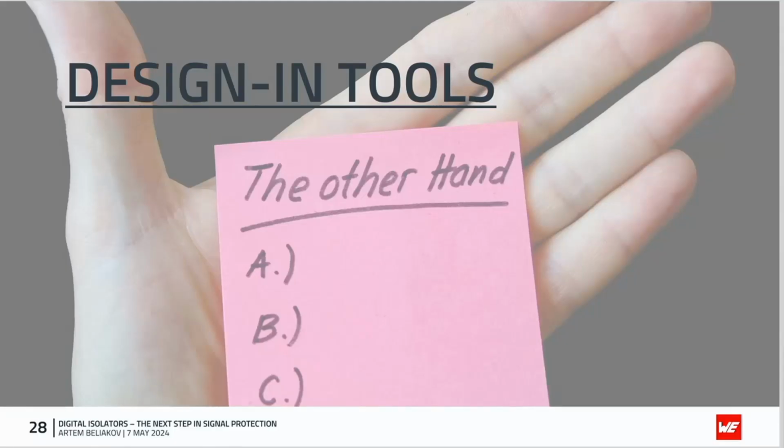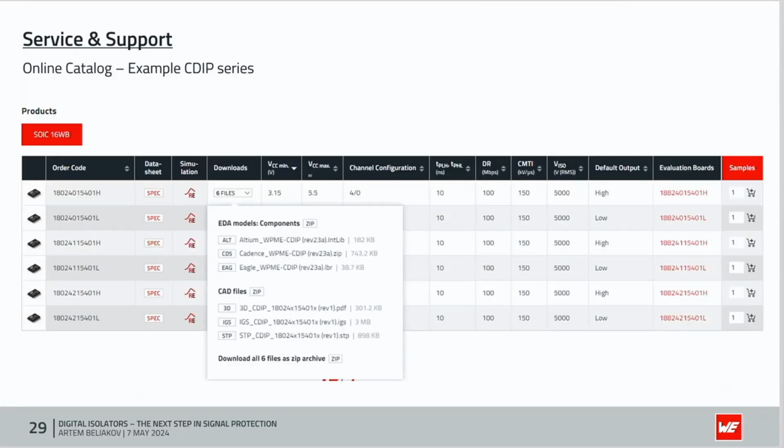Okay. What else do we have, except, of course, digital isolators? Which design tools do we have to support you? Of course, you can download datasheets for each digital isolator from our website. Also, you can find many models, for example, for Altium, for Cadence, for Eagle, and also a lot of CAD files.